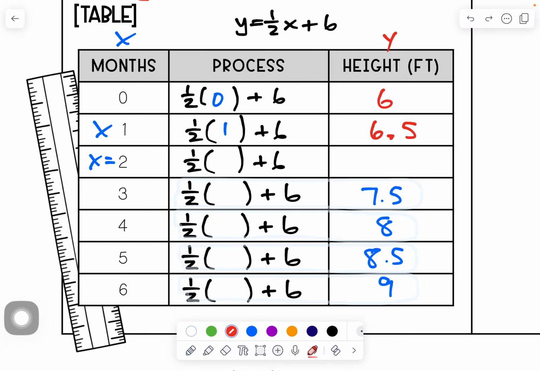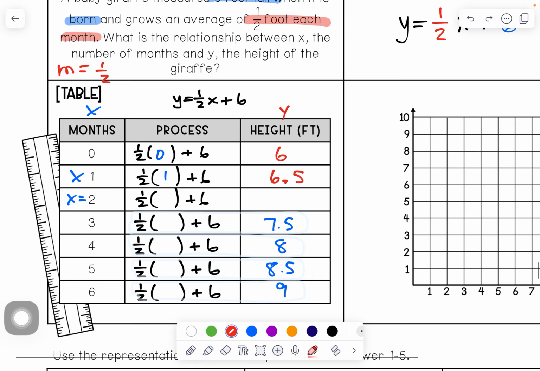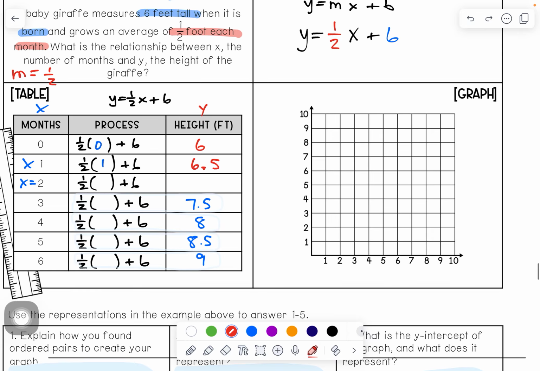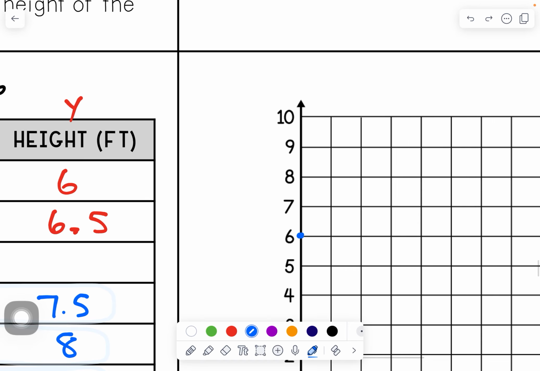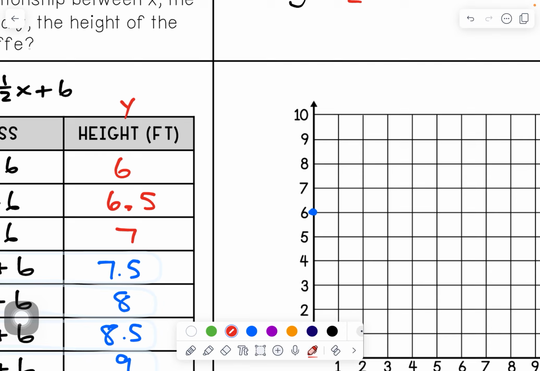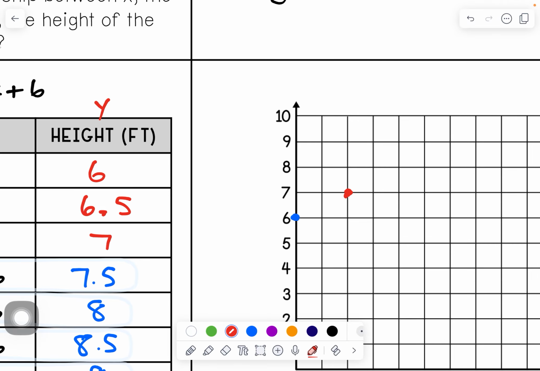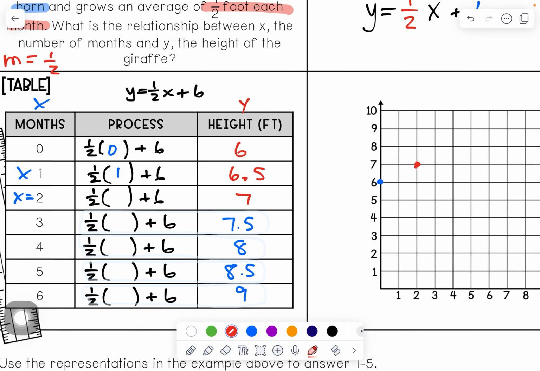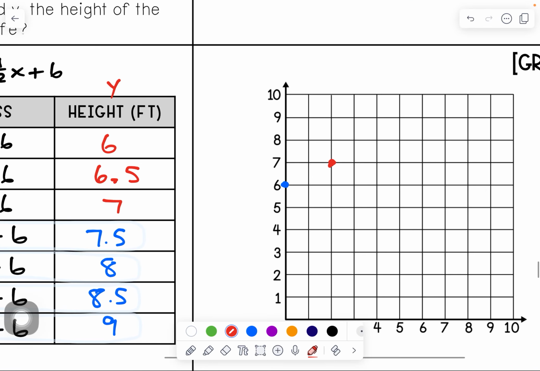Then I want to plot these. I don't have to plot all of them, because those 0.5s are kind of messy. So plot the ones that are whole numbers. First I'll plot 0, 6. That's my starting value. I'm going to skip over 1, 6.5 and go right to 2, 7. So I'm going to plot 2, 7 next, over 2 up 7. And then I'm going to plot 4, 8. And then I'm going to plot 6, 9.